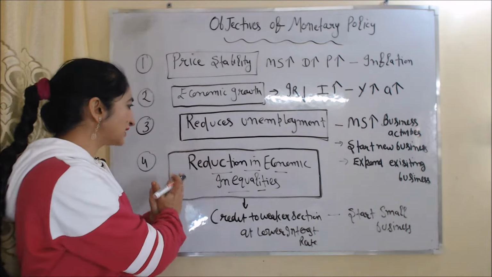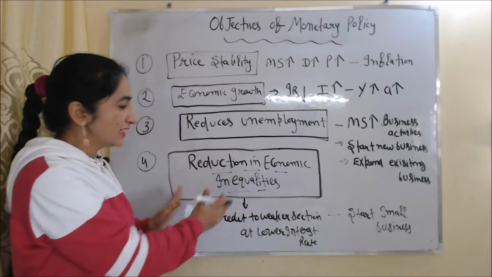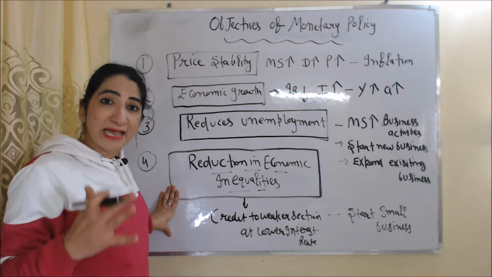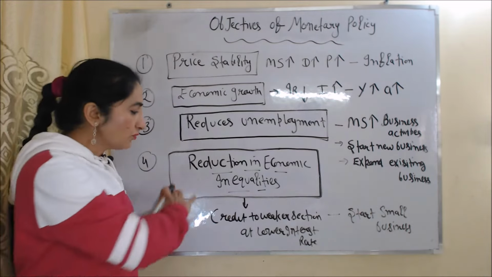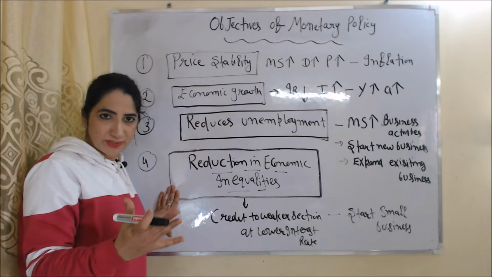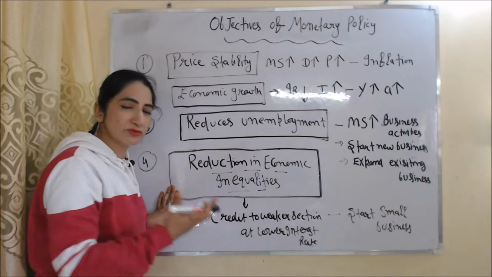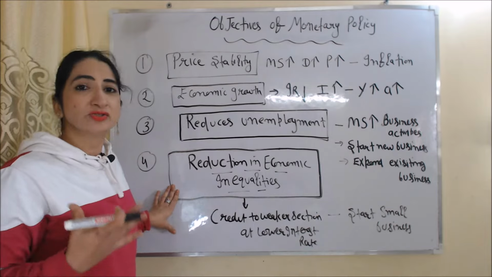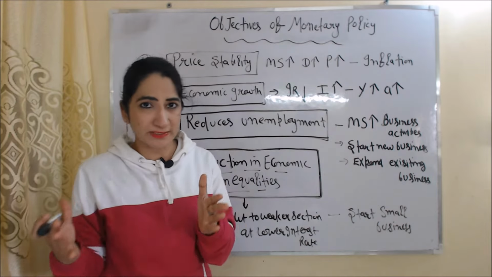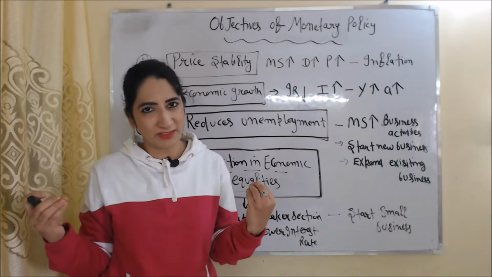Next objective is reduction in economic inequalities. Economic inequality is the gap between rich and poor. Through monetary policy, the central bank of the country gives credit to weaker sections of society at lower interest rate so that they can start their small businesses and the gap between rich and poor can be reduced.